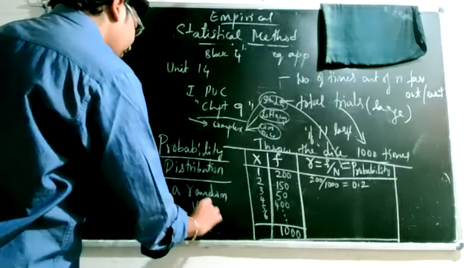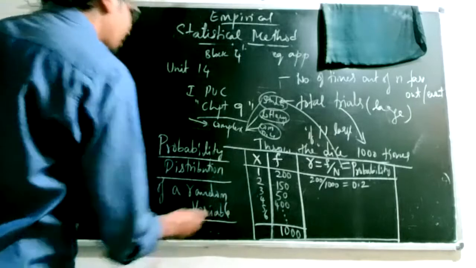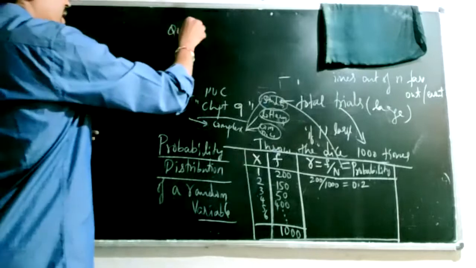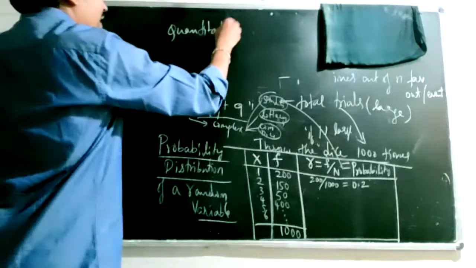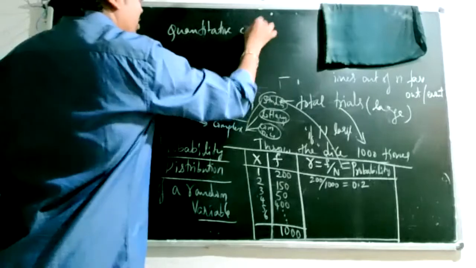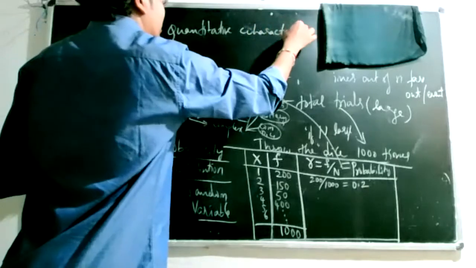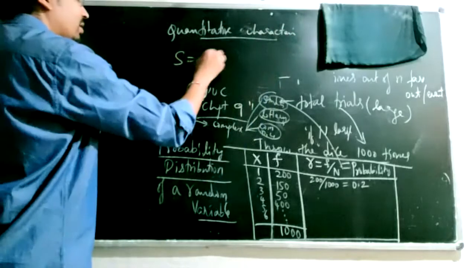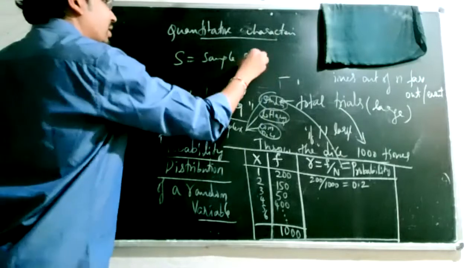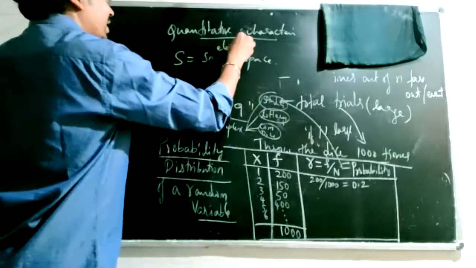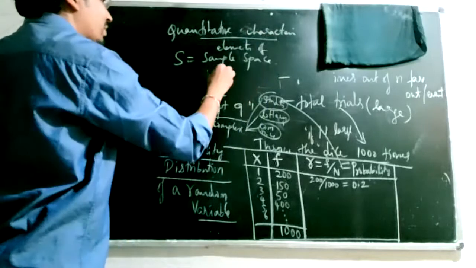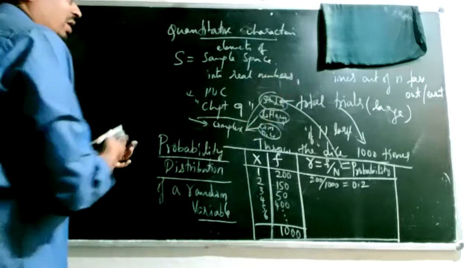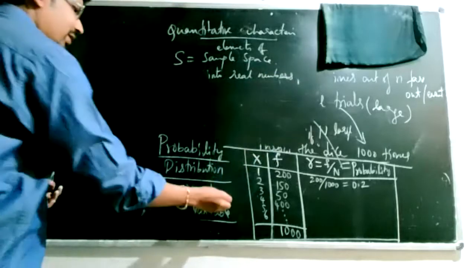From the beginning of the sessions, we have understood the word variable. You are collecting data on a quantitative characteristic, which varies from time to time and place to place, and we call this quantitative characteristic a variable. Now, what we do is we try to convert the elements of the sample space into real numbers, and whatever real numbers you observe, those are called the random variable.